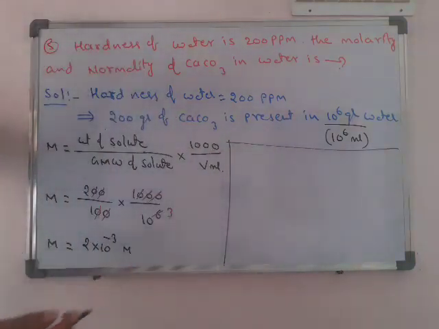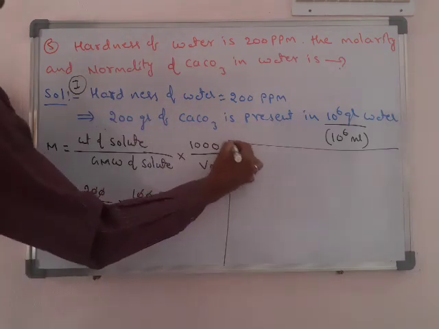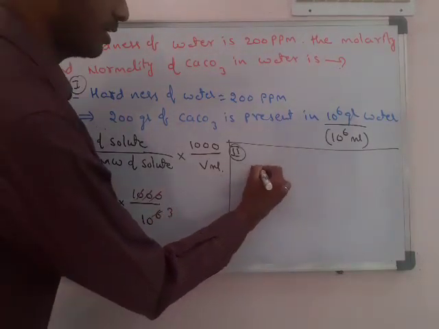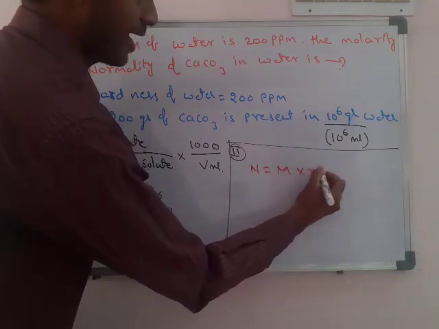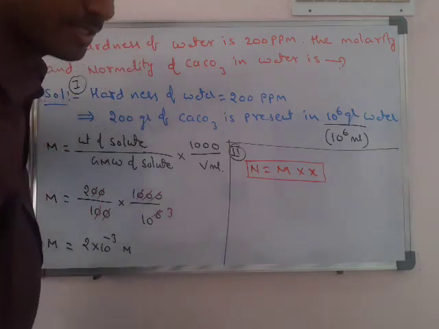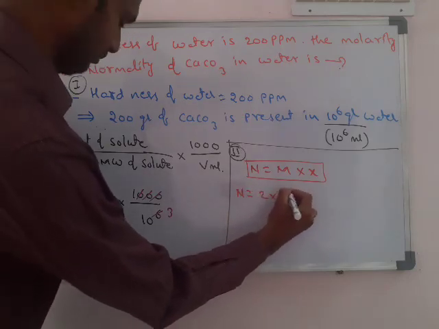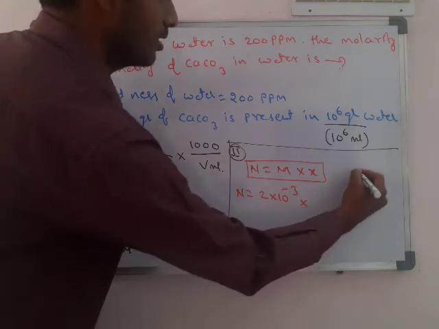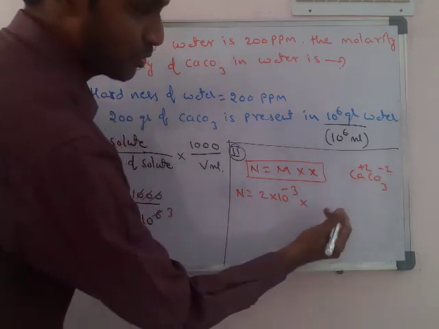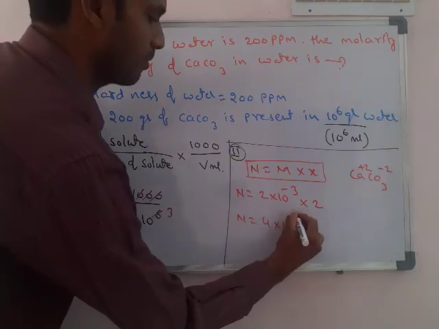Now calculate the normality. We have a relation between the molarity and normality. This is the second step in this problem. Normality is equal to molarity into X factor. X factor means acidity for bases, basicity for acids, and charge for salts. Here the given calcium carbonate is a salt, so we must remember that. In calcium carbonate, the charge is Ca plus 2, CO3 minus 2, so we take the charge units as 2. So normality equals 4 into 10 power minus 3 N.